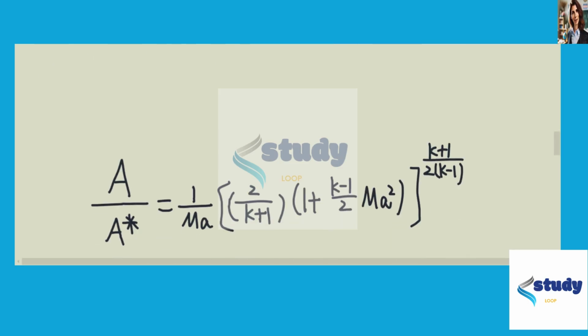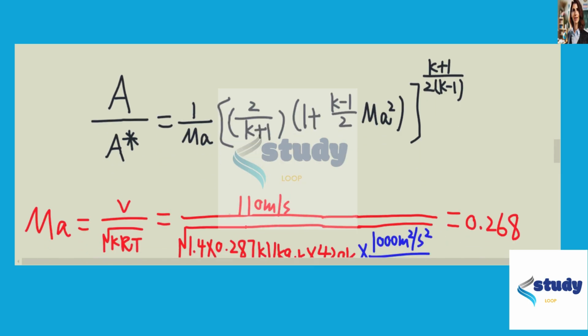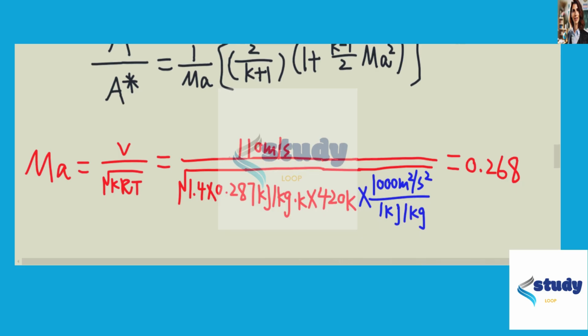So now let's determine the ratio of the area at this location to the entrance area. But first, let's determine the ratio of the entrance area to the area at this location. A over A asterisk is equal to 1 over Ma times 2 over k plus 1 times 1 plus k minus 1 over 2 times Ma squared, to the power of k plus 1 over 2 times k minus 1. First, let's determine the Mach number, which is equal to air velocity over speed of sound. If we plug in the values, eventually we'll have a Mach number of about 0.268.